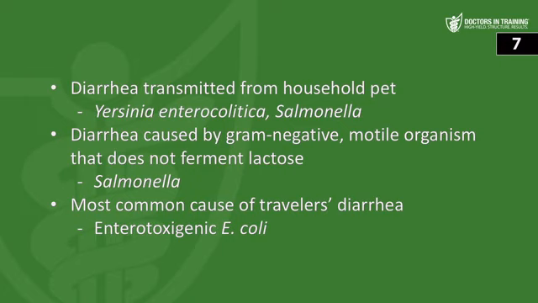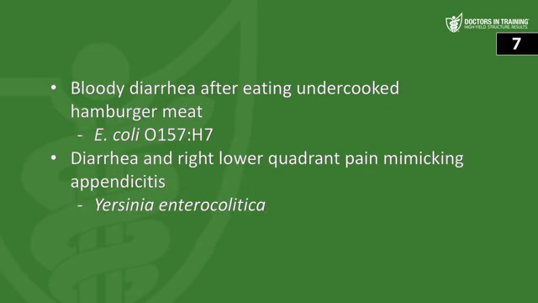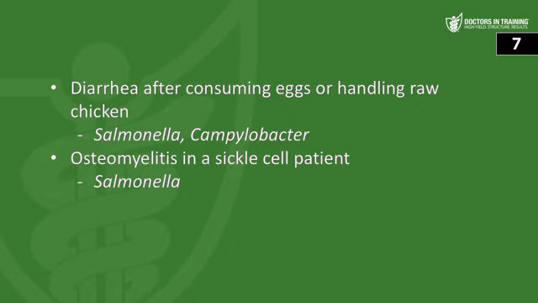The most common cause of traveler's diarrhea, enterotoxigenic E. coli. Bloody diarrhea from eating undercooked hamburger meat. This is E. coli O157:H7. Diarrhea and right lower quadrant pain mimicking appendicitis is Yersinia. Diarrhea from consuming eggs or handling raw chicken.